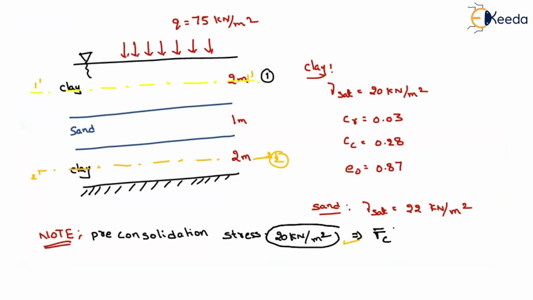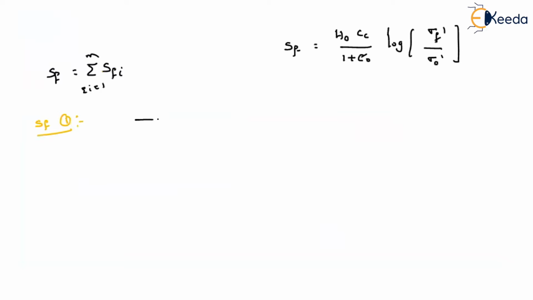If your initial effective stress is less than this pre-consolidation pressure, then the soil is again going to be compressed. That means we are talking about the recompression value. If sigma C is greater than sigma naught, then we don't have any problem, just like we discussed in the theory. Now let us first concentrate on the first layer.